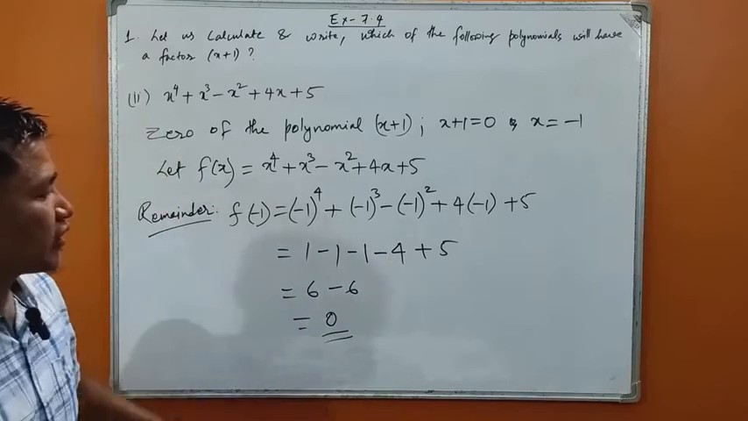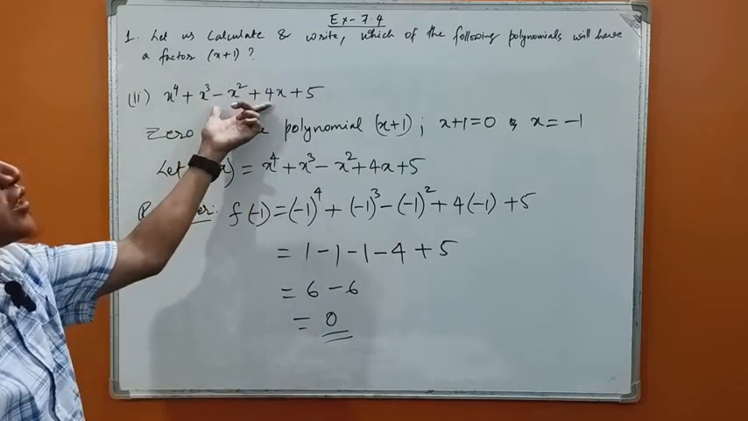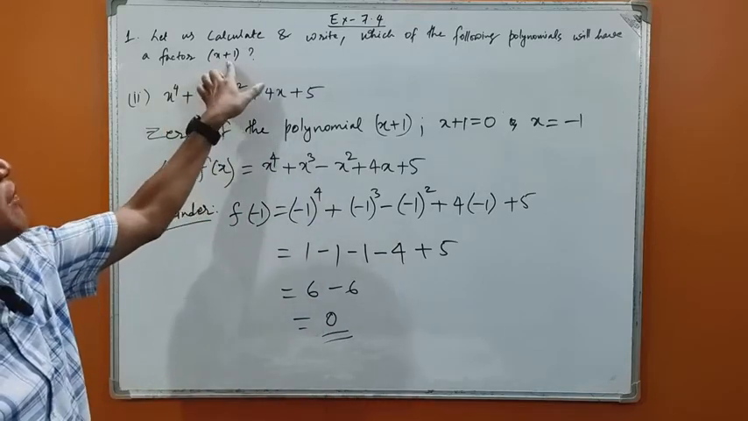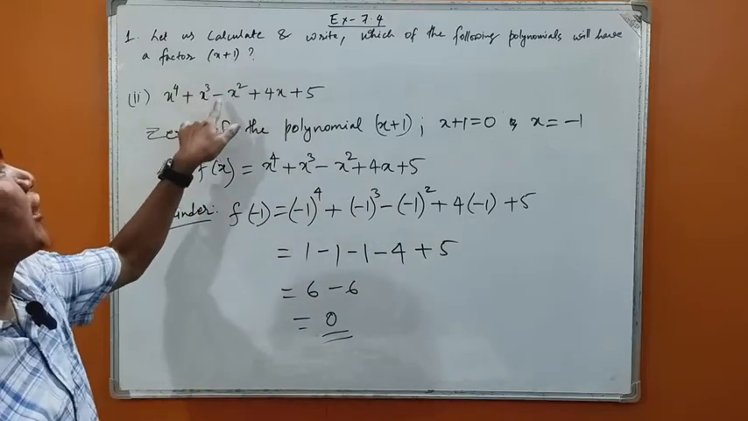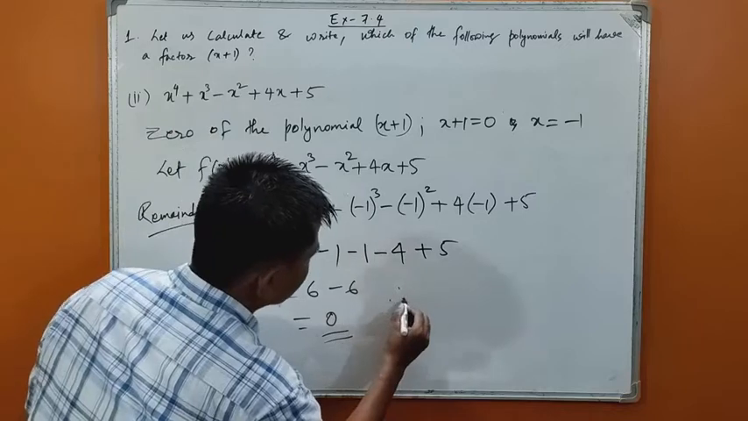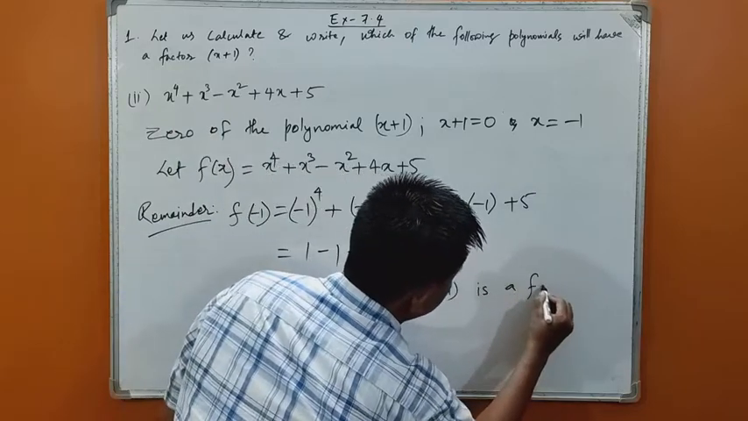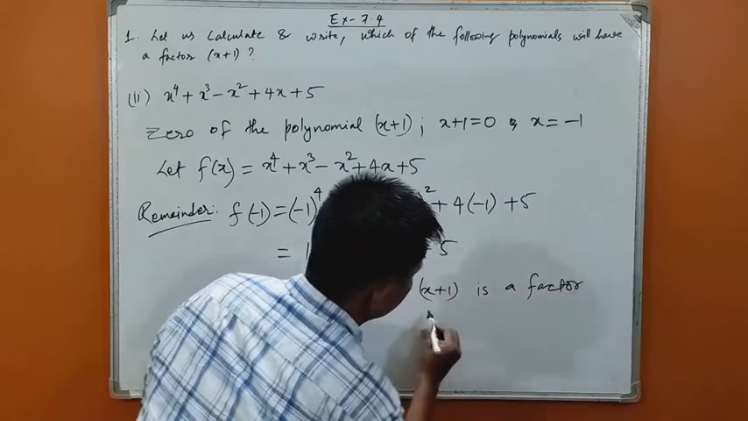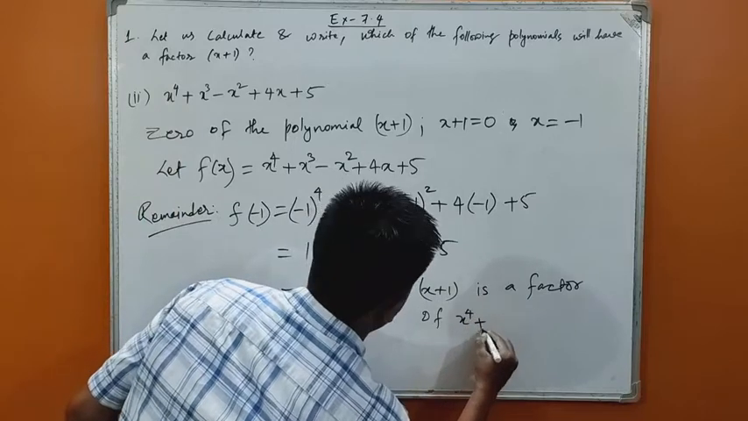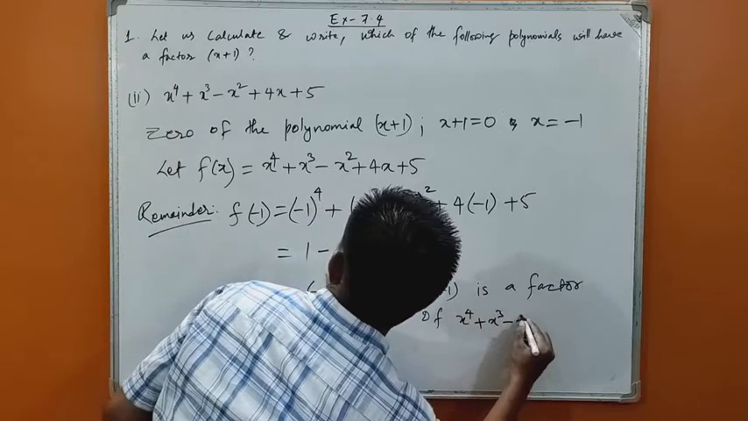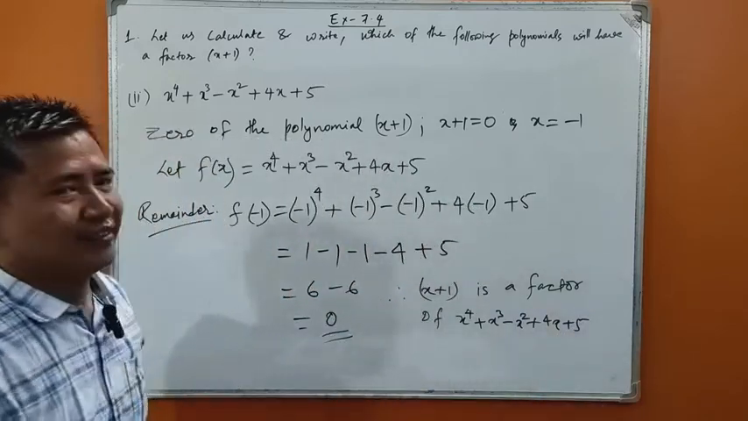Since in this case also we got the remainder 0, this means x plus 1 exactly divides this. When this expression is divided by x plus 1, there will be no remainder. This means x plus 1 is a factor of this expression, isn't it? Therefore we can say x plus 1 is a factor of this expression, x^4 + x^3 - x^2 + 4x + 5. Okay, I hope you got this.